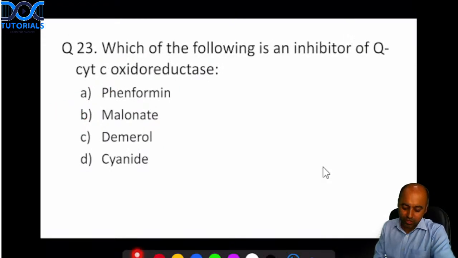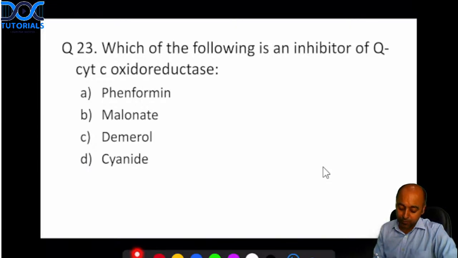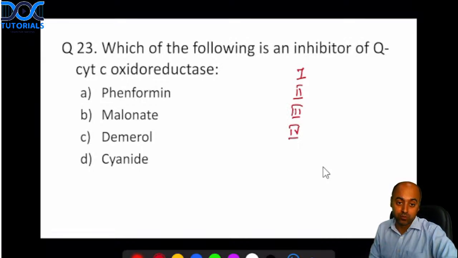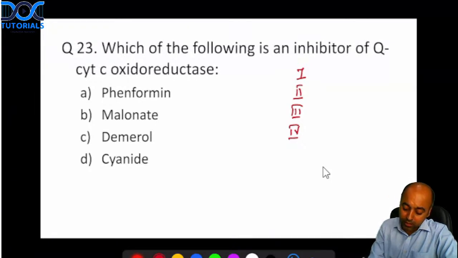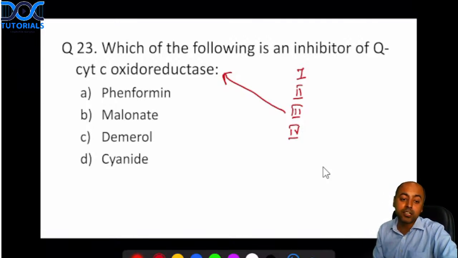Question number 3. Now we come to inhibitors of the complexes, and here you can get the names of the complexes instead of only the number. So you have to know which complex has what name. In the past we have only talked about complex number 1, complex number 2, 3 and 4, but here I'm telling you that you should also know the names. Q cytochrome C oxidase is actually complex number 3, and now the question becomes simple. Complex 3 is inhibited by, the answer is fenformin.